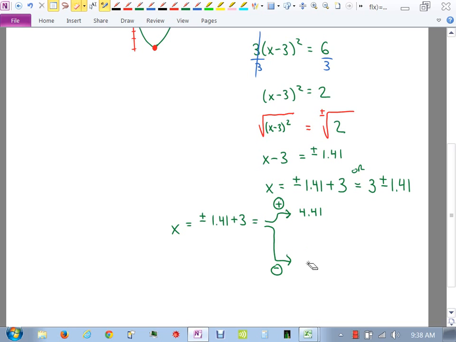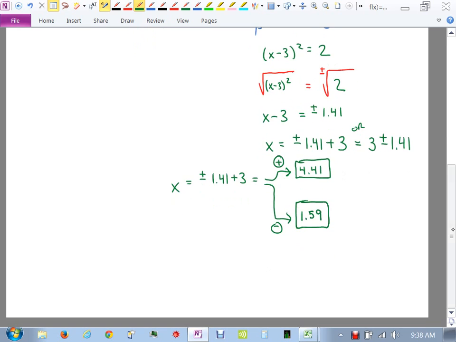What is it? 1.59. So these are my 2 x-intercepts. Questions on that? Can y'all see the board okay? I have the other light on. Is this all right? Anyone have a problem with the screen?